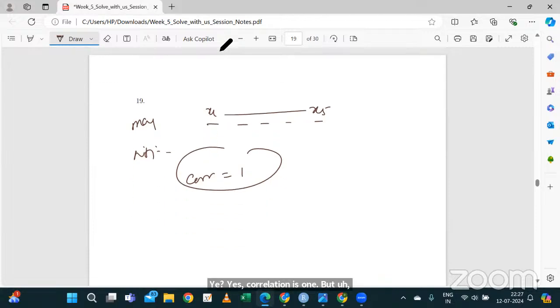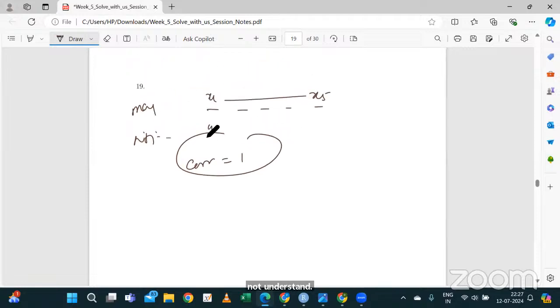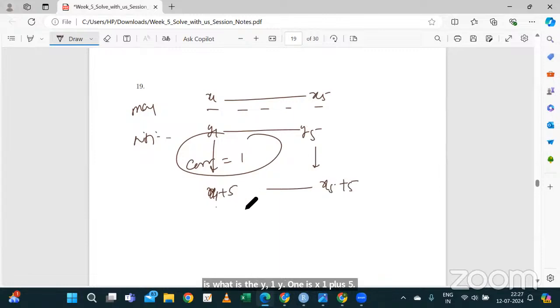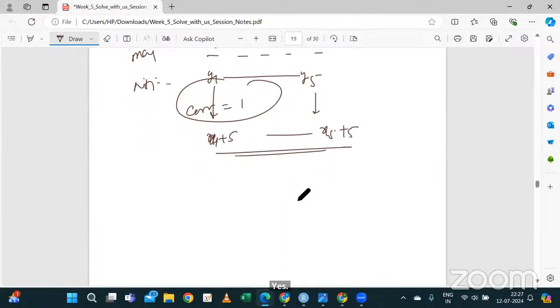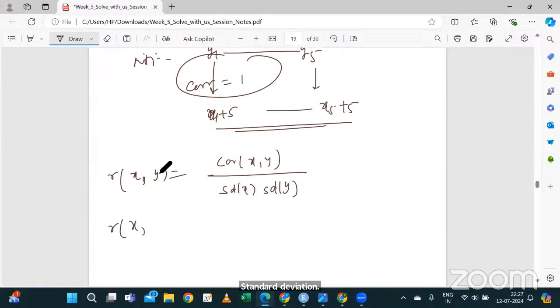I could not understand. See, it's a very simple thing, right? Suppose for Manoj it's x1 to x5 and for Nitin it's y1, y2, up to y5. What is y1? y1 is x1 plus 5. y5 is x5 plus 5. There is a linear relationship, right? So the correlation R between x and y is the covariance between x and y divided by the standard deviation of x times the standard deviation of y. Here y is x plus 5, right? We are just adding 5 to all.